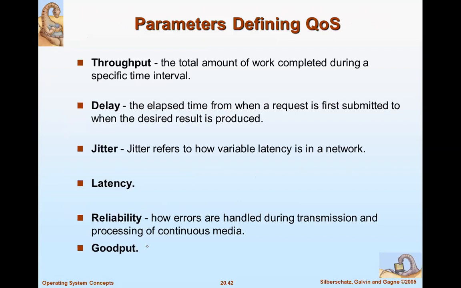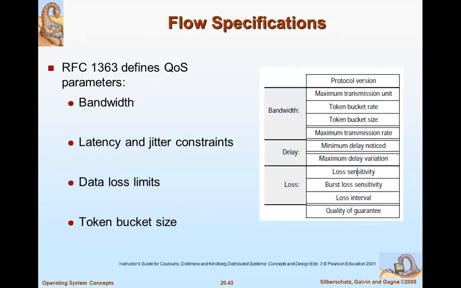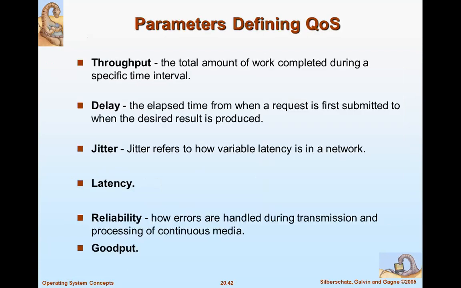So the first one here is throughput, where throughput is the total amount of work completed during a specific time interval. So what is the total amount of work that has been done in any particular time? Let me explain this throughput here, that how we actually use throughput in communication. So here you can see that throughput is the combination of total data.